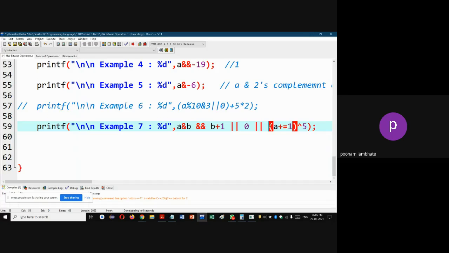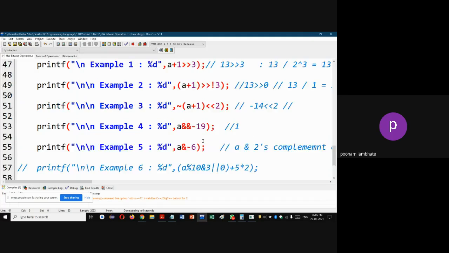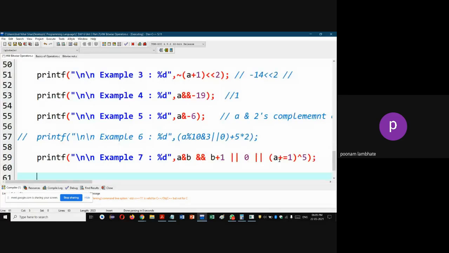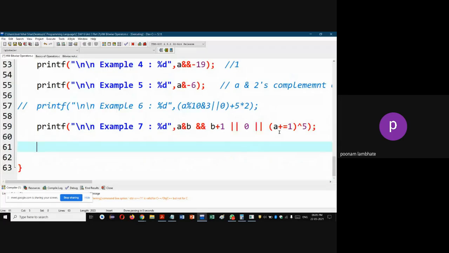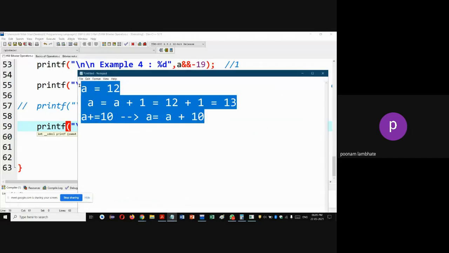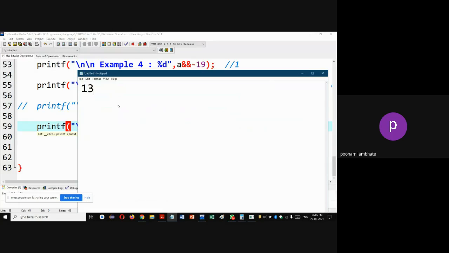So whatever is in brackets is executed first. The value of A is 12. 12 is equal to 12 means A is equal to A plus 1, means A is equal to 12 plus 1, means A is equal to 13. 13 bitwise XOR 5.